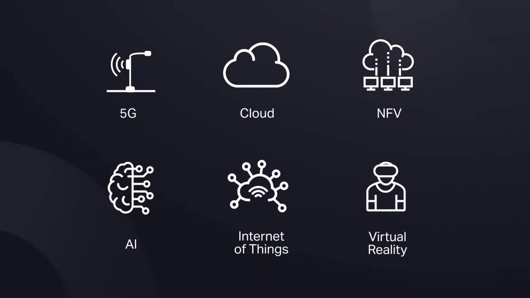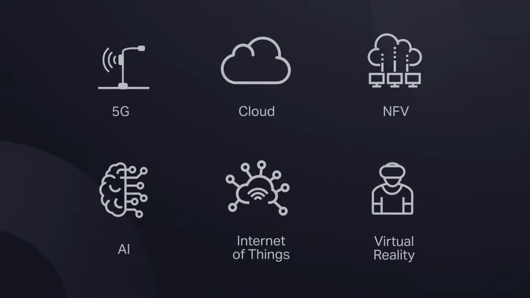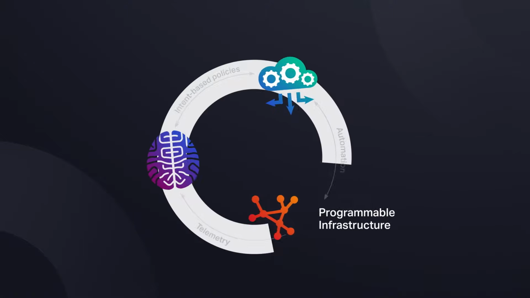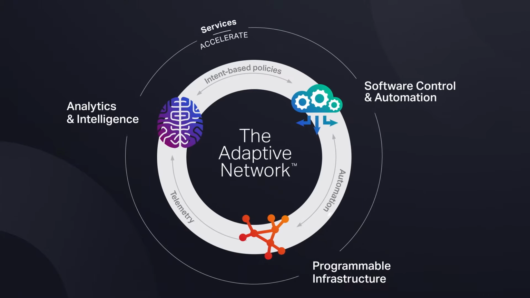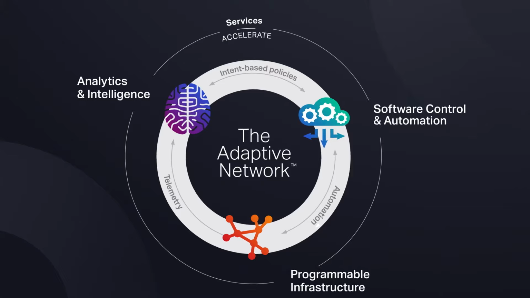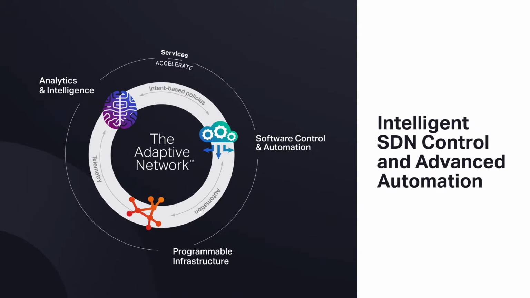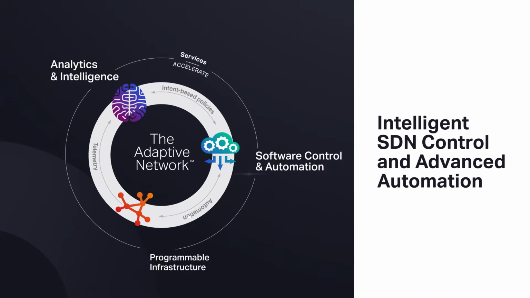There is a network transformation underway, but successful transformation requires more than a programmable optical infrastructure to pave the path towards realizing the adaptive network vision. What's also required is intelligent, software-defined networking control and advanced automation.